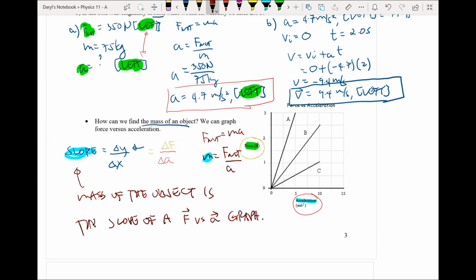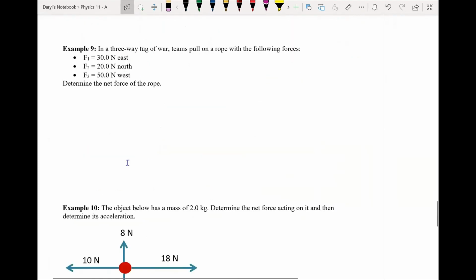Okay. So example number 9. In a three-way tug of war, teams pull on a rope with the following forces. You're given F1 as 30 newtons east. The second one is 20 newtons north. And F3 is 15 newtons west. So we need to determine the net force. We're trying to get the net force on the rope.